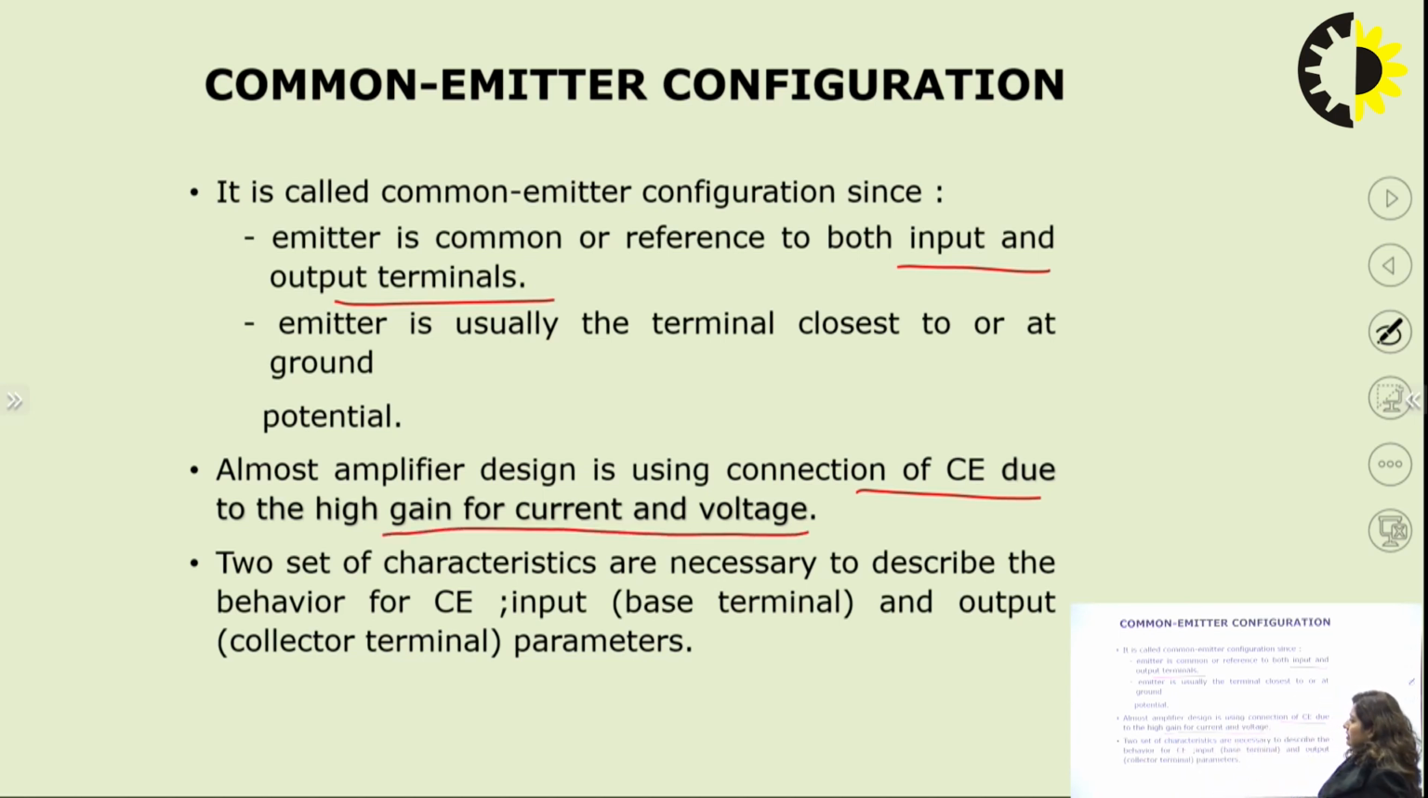As we have already discussed the common base configuration, the next one is the common emitter, which is usually used in amplifier design. Two sets of characteristics are necessary to describe the behavior of the common emitter: input, which is the base terminal, and output, which is the collector terminal parameter. We will see how the common emitter configuration has different parameters in the next slide.